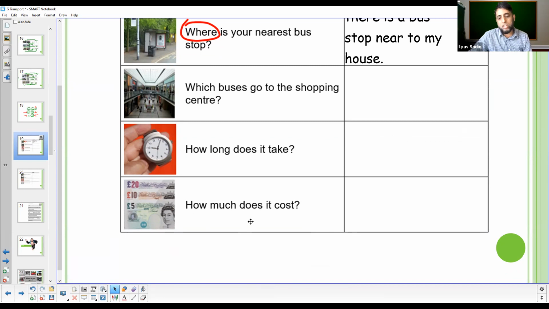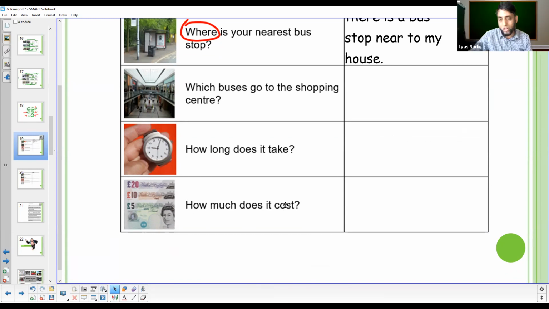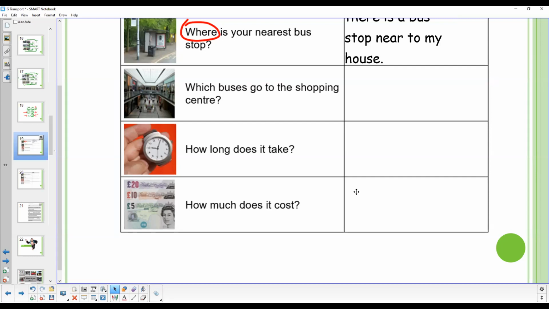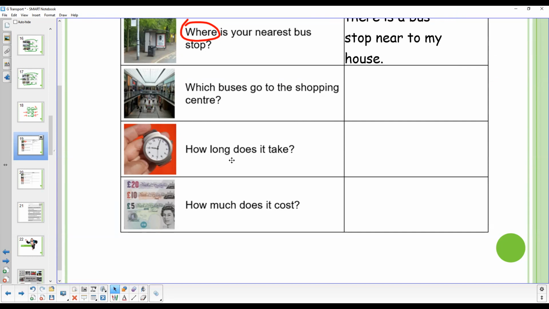So how much does it cost? £1, £2. So what do we say? It costs £1, £2. Well done. So we say it take or it takes. When we talk about one bus, then it means takes. Yeah, so this is why.